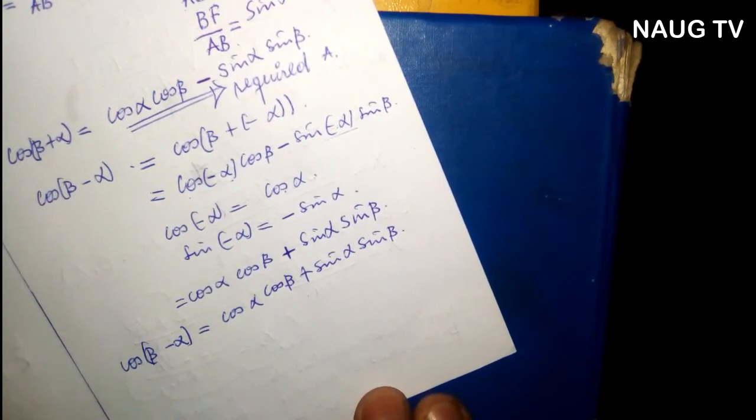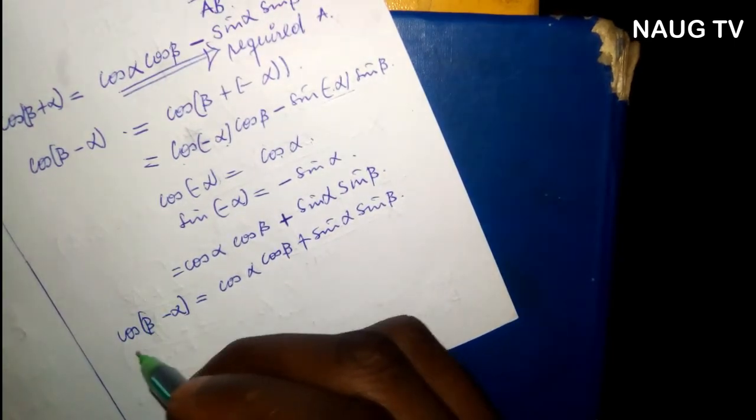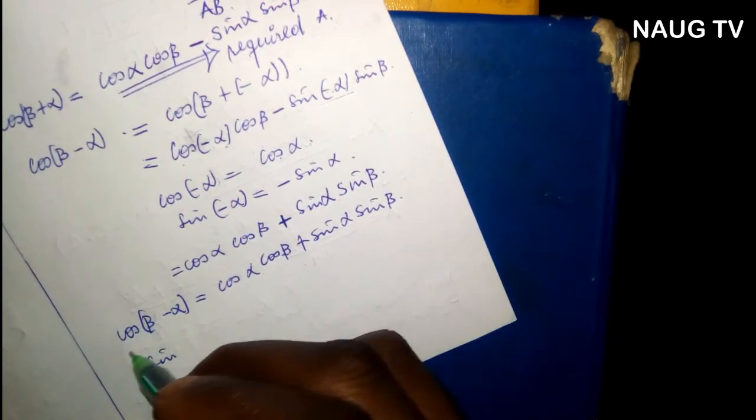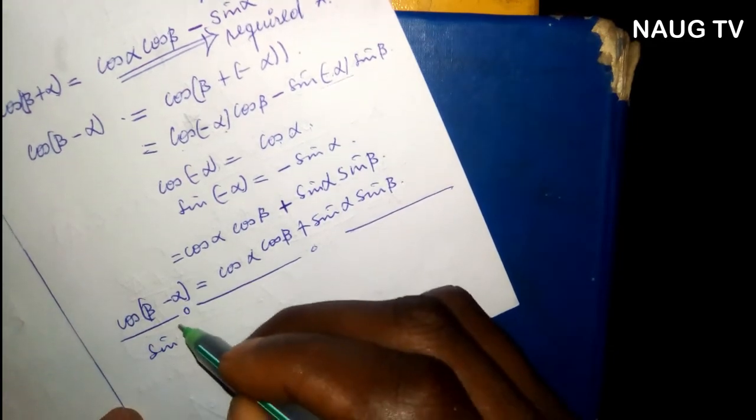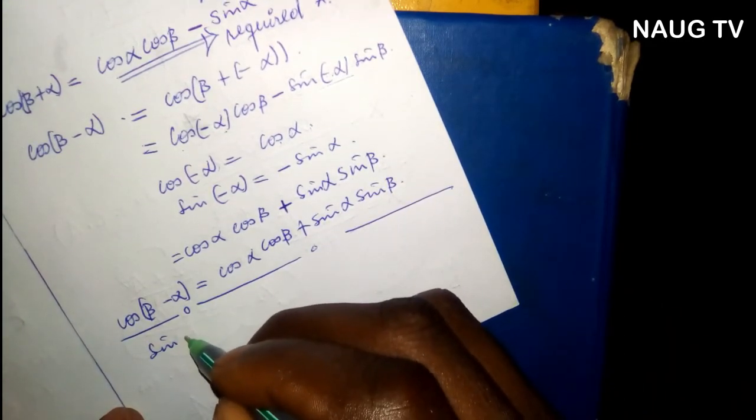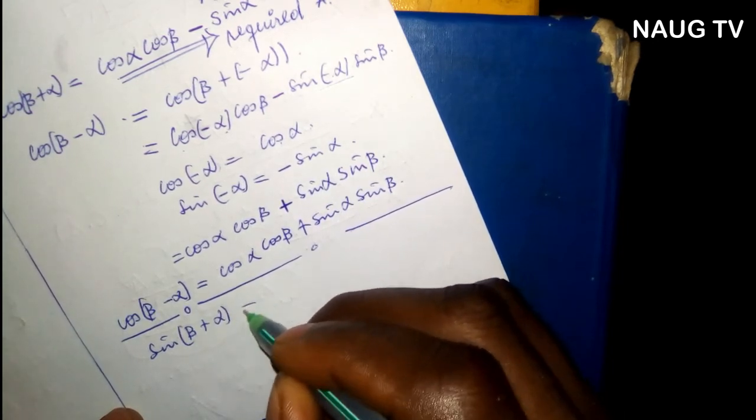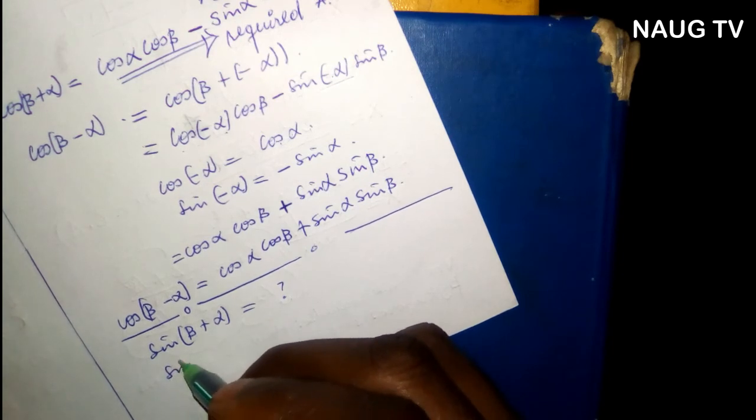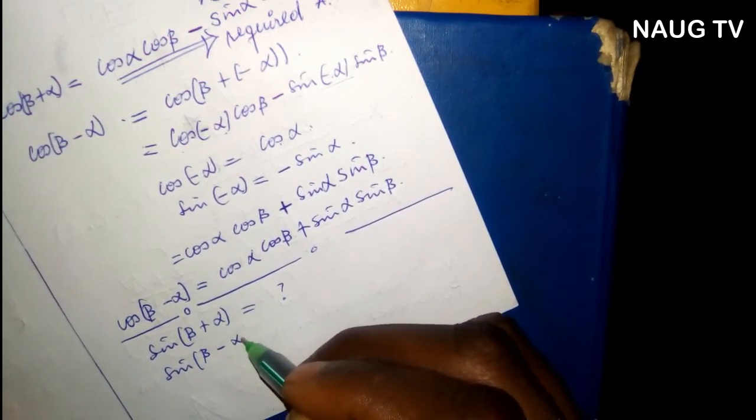Next we will prove sine beta plus alpha to see how it would be, and also sine of beta negative alpha.